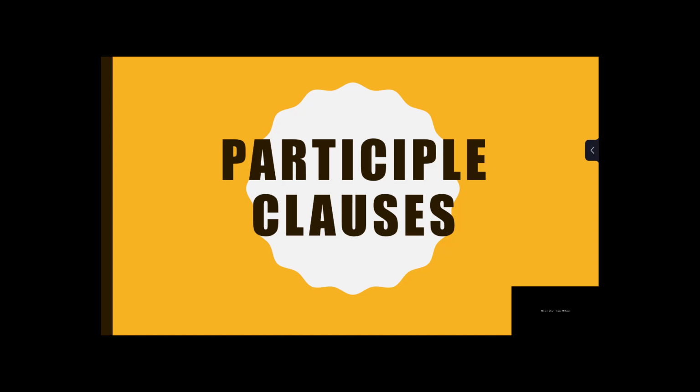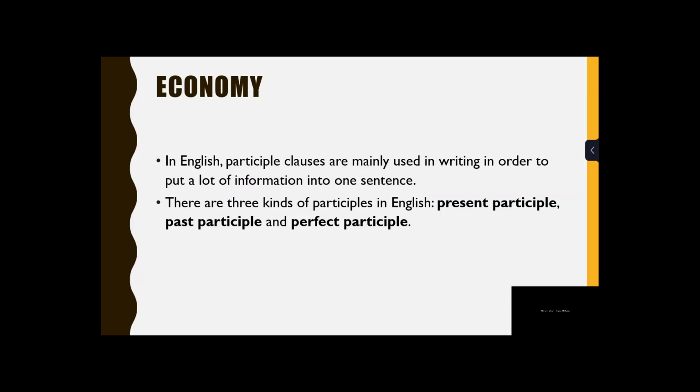Hello guys, this is an explanation about participle clauses. So what happens with participle clauses? In English, participle clauses are mainly used in writing in order to put a lot of information into one sentence. There are three kinds of participles in English: present participle, past participle, and perfect participle.